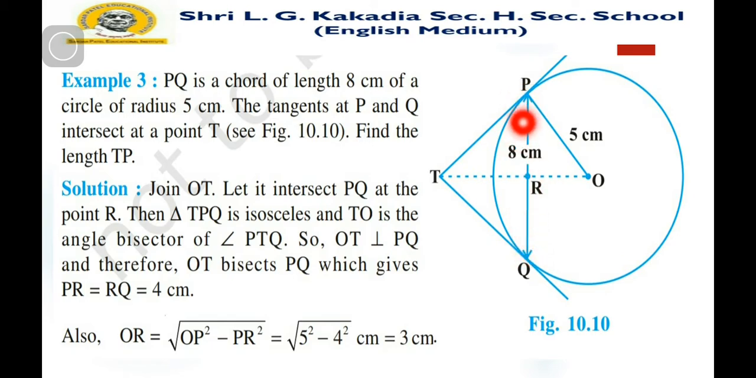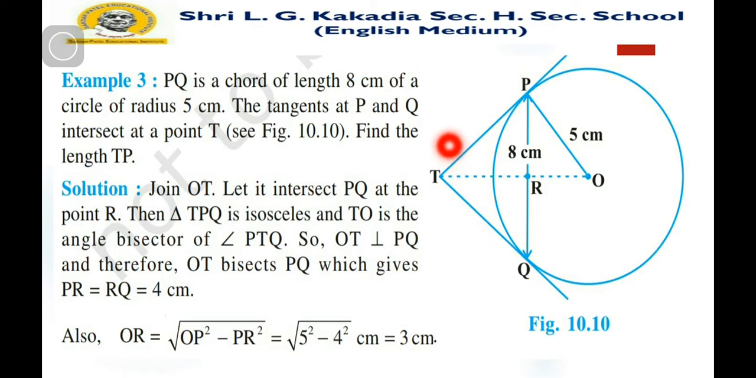PQ is a chord of the circle with radius 5 cm. The tangents at P and Q intersect at a point T. If we take any point outside the circle, then we can draw two tangents. Find the length TP. We want to find this TP.